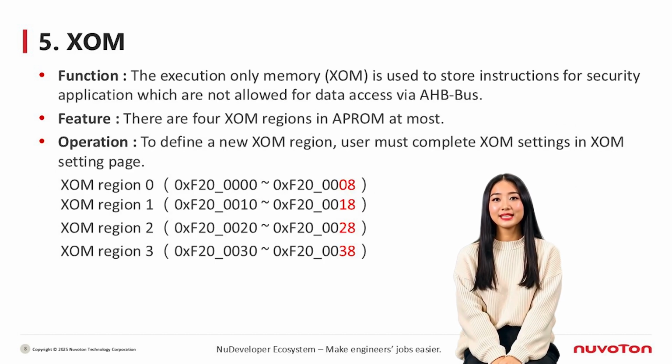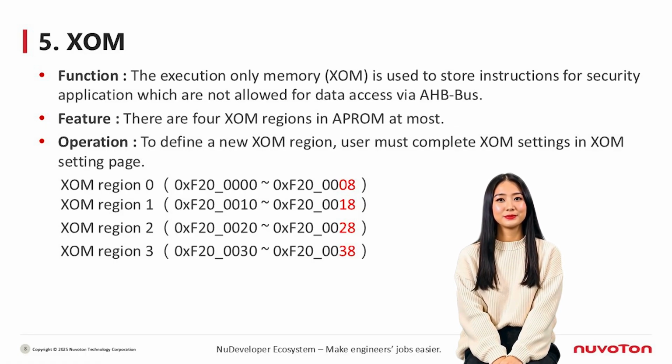Next, I will introduce the XOM. The execution-only memory, XOM, is used to store instructions for security application, which are not allowed for data access via AHB bus. There are 4 XOM regions in APROM at most. To define a new XOM region, the user must complete XOM settings in the XOM setting page. For example, to define the XOM region 0, it is necessary to make relevant settings for the 3 registers with addresses 0x00F2_0000, 0x00F2_0004, and 0x00F2_0008.